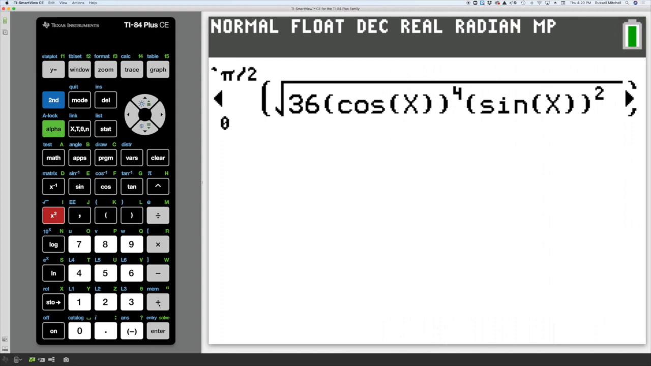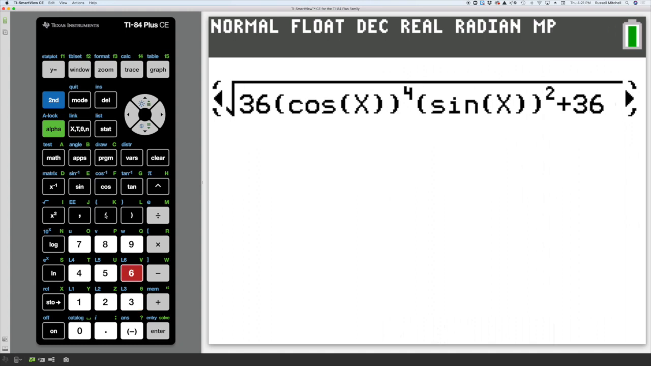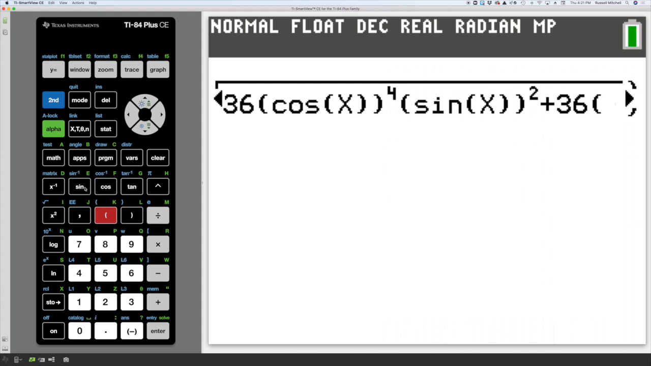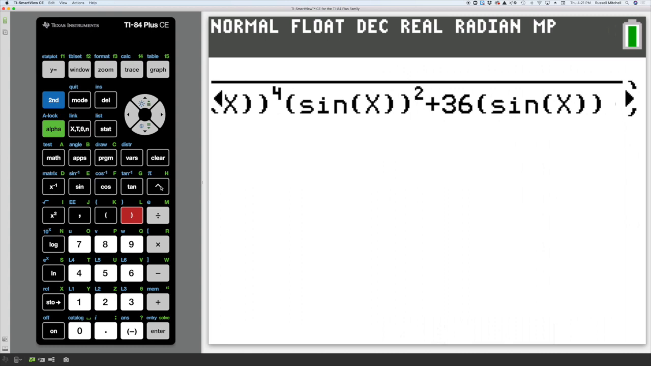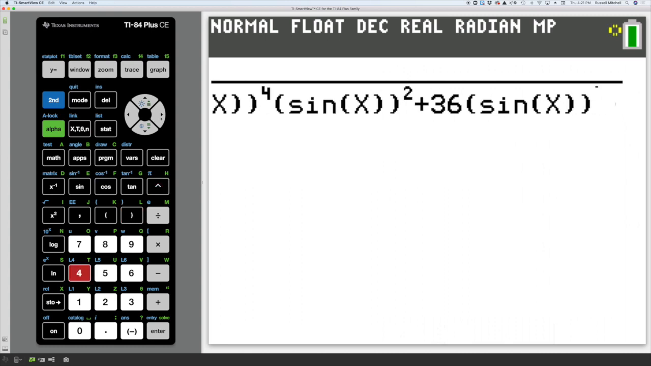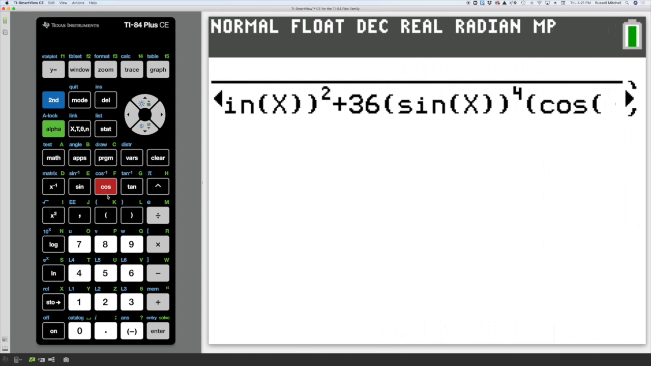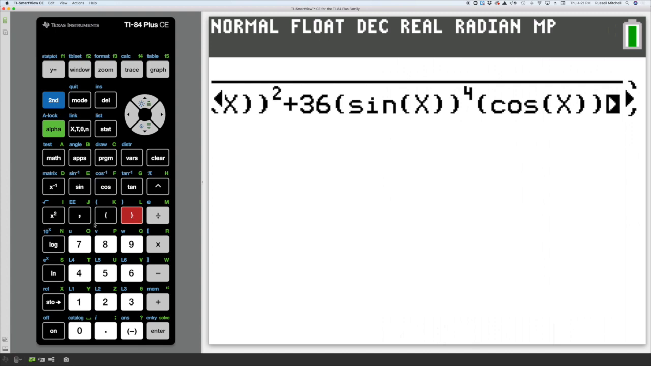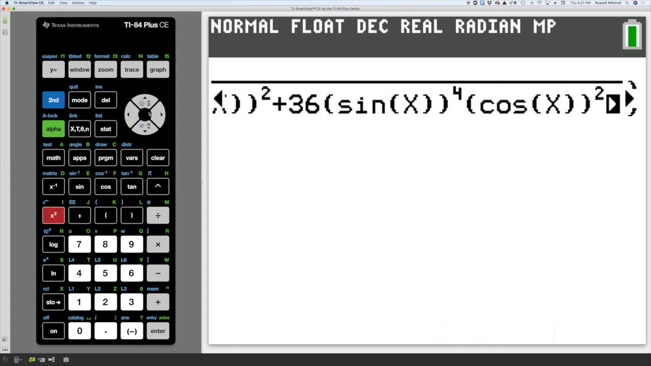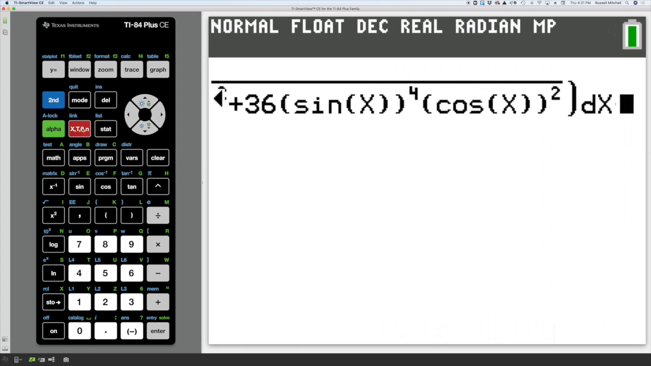Okay, and then plus, and then 36, and now we need to do sine to the 4th, right? So parenthesis, sine of x, close the parenthesis for the x, close the parenthesis for the sine, and then raise it to the 4th, come out of the exponent, and then open a parenthesis, and then cosine x, close the parenthesis for the x, close the parenthesis for the cosine, and then square that, and then come out of the square root and get over to the dx, right? And dx.